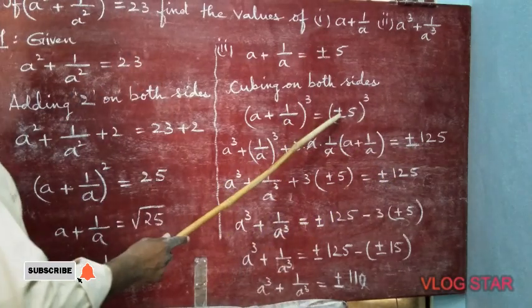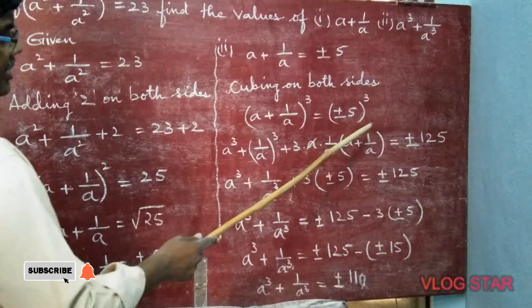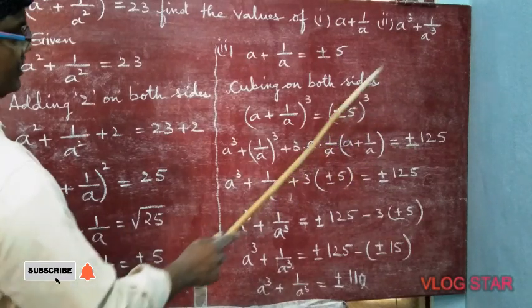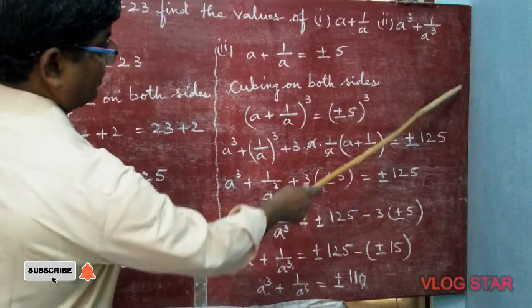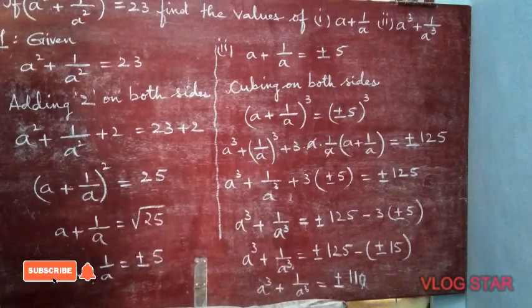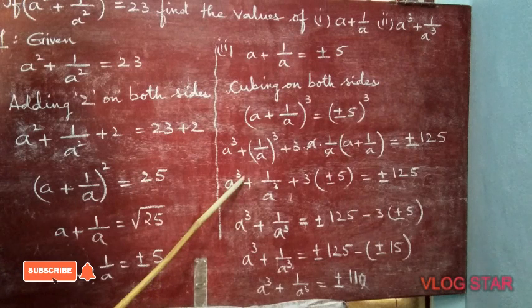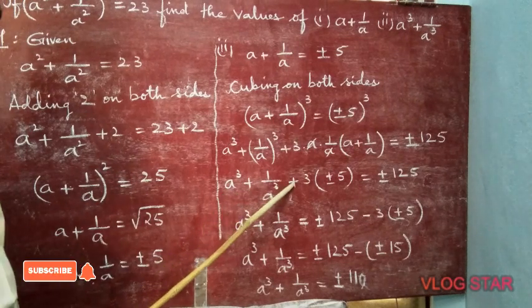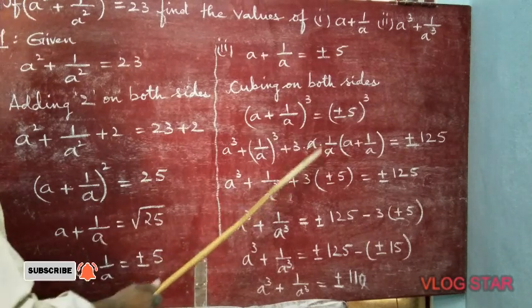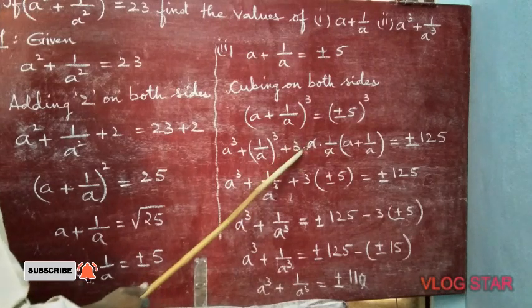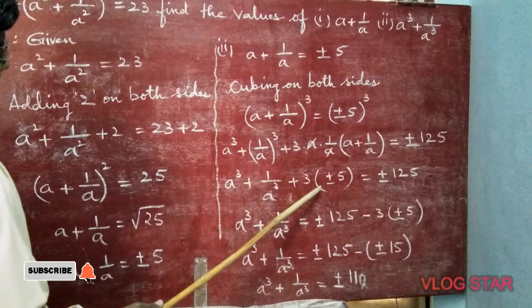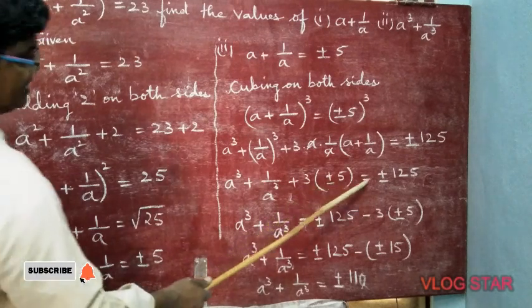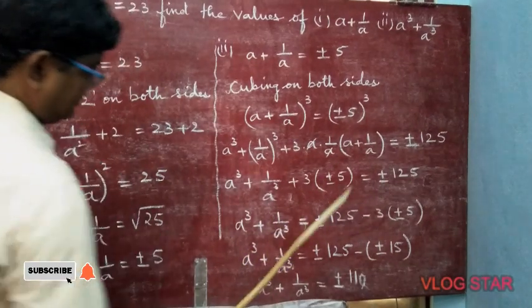Already before I told you. Plus into plus into plus only, minus into minus plus into minus minus. 5 5s 25. 25 5s 125. Who does not multiply here itself. Now a cube plus 1 by a cube plus a goes in one time. 3 1s are 3, 3 1s are 3. Plus 3 of plus or minus 5 is equal to plus or minus 125.